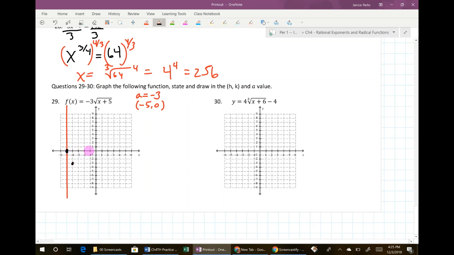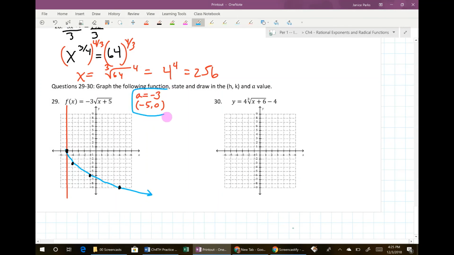1, 2, 3. The square root of 4 is 2. 2 times negative 3 is negative 6. And then we're going to do the square root of 9. So 9 would be here. The square root of 9 is 3, and I have to multiply that by negative 3, which gives me negative 9. And then when you draw that, again, it's half of a parabola that's going sideways.